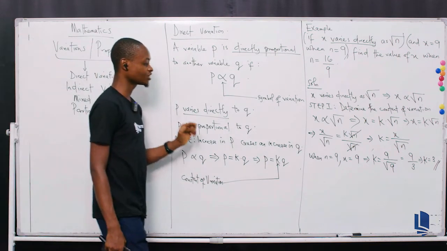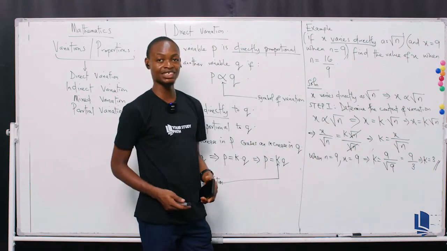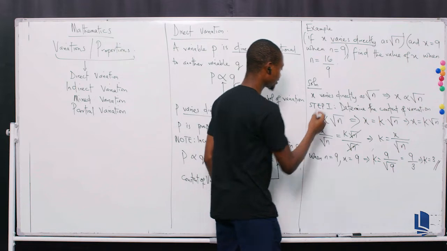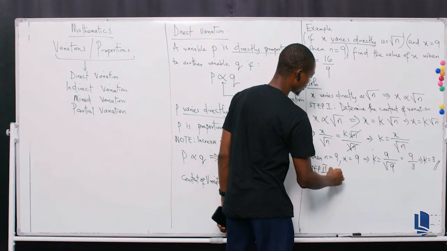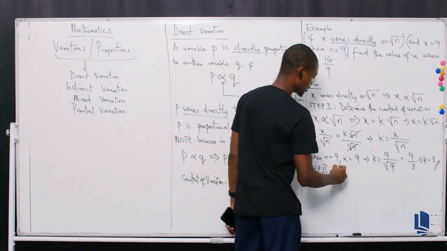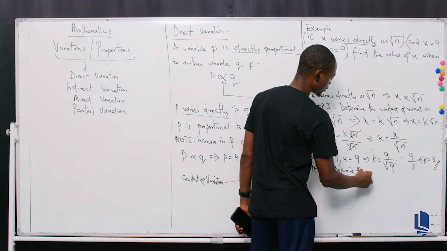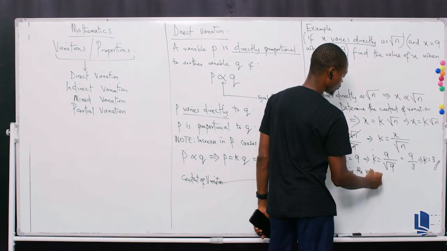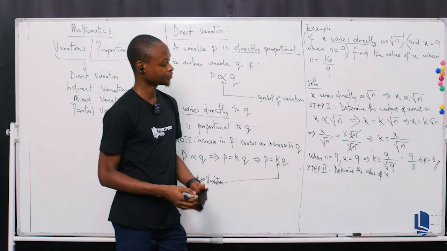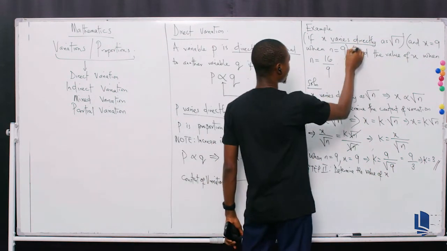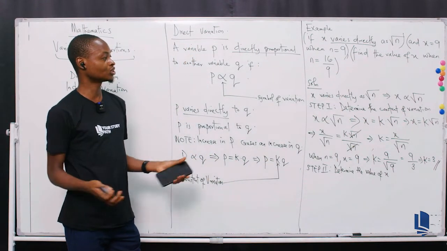So now that we have our constant of variation, the next thing that is essential for us to do is step 2, which is obviously the final step. Step 2 would now be to determine the value of x, right? And that's the final part of the statement. Find the value of x when n is equal to 16 over 9.